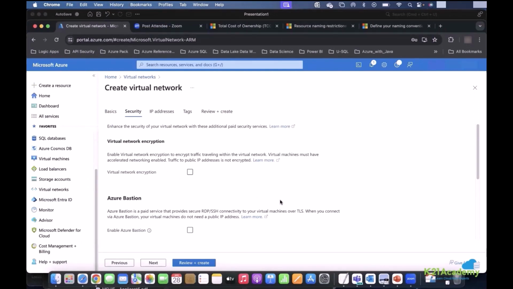The first option is virtual network encryption. Usually, when data packets are traveling from one machine to another machine, they travel via this particular network only. During that time frame, if you want to secure your data packets, then in that scenario, this encryption is something you can provide. So that no man-in-the-middle attack will be possible.